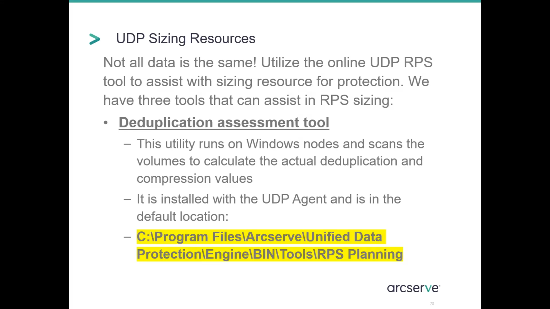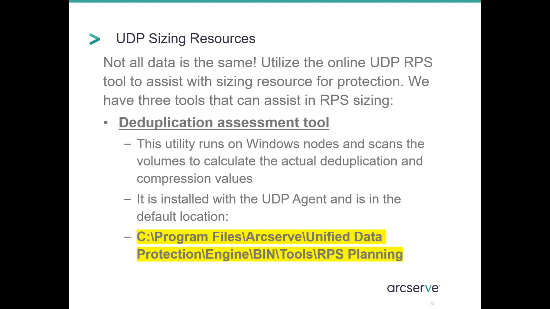The first tool that we'll discuss is our deduplication assessment tool. This tool helps you understand whether the data that we're about to back up is compressible and deduplicable. So it allows you to calculate for future growth. It allows you to scan the actual environment. This is a probe that you run and it scans the volumes to calculate the actual dedupe and compression values. This tool or utility is located where we install our agents.